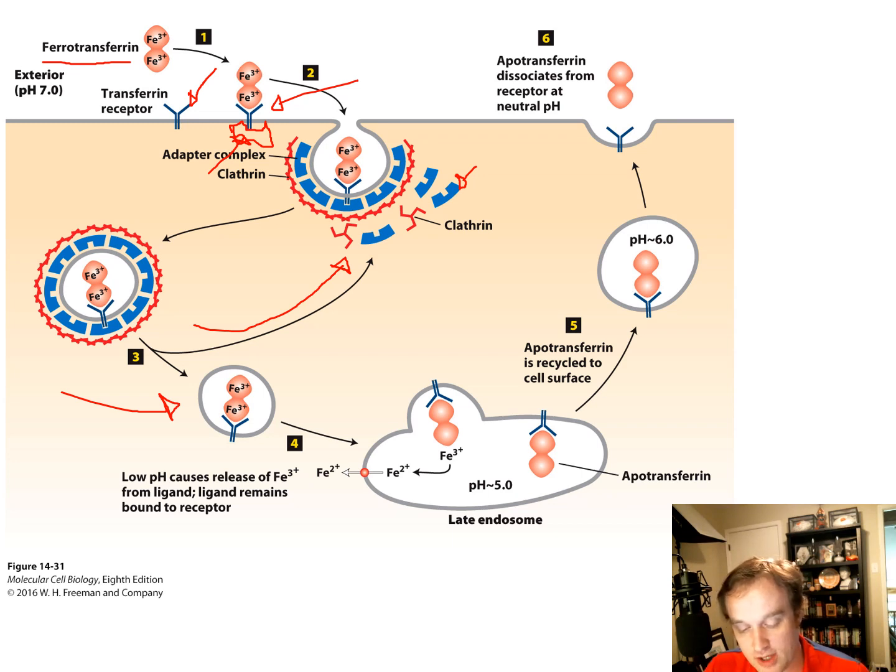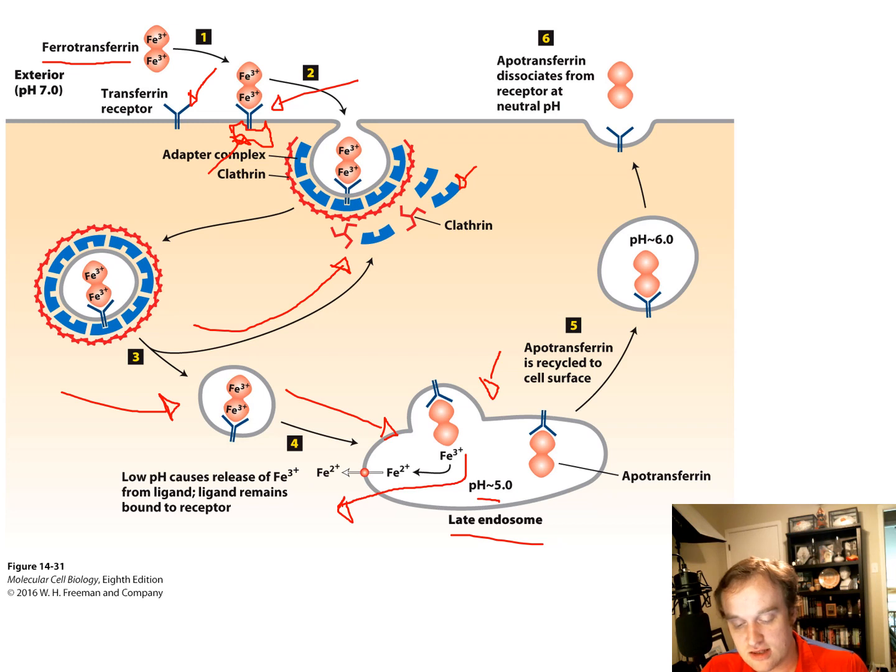In step 4, we have fusion of the vesicle to the late endosome. And at this point, where things are a little different here, the ferrotransferrin and transferrin receptor never leave the membrane. So once we get to the late endosome, the pH will cause the release of iron from the ferrotransferrin, and it's reduced from iron 3 to iron 2 by this endosome reductase, and it's transported into the cytoplasm here.